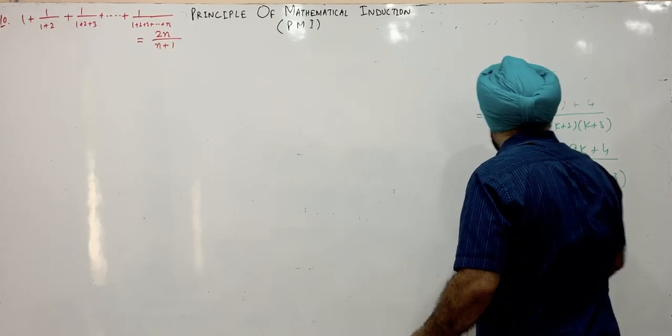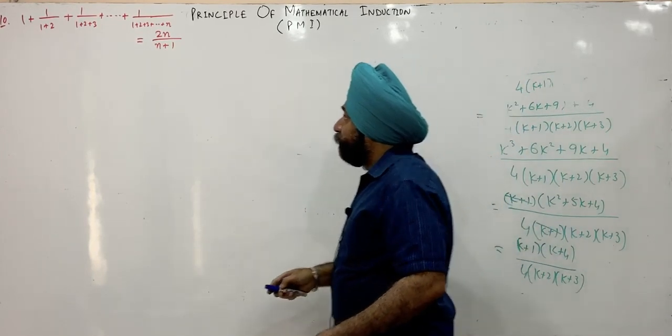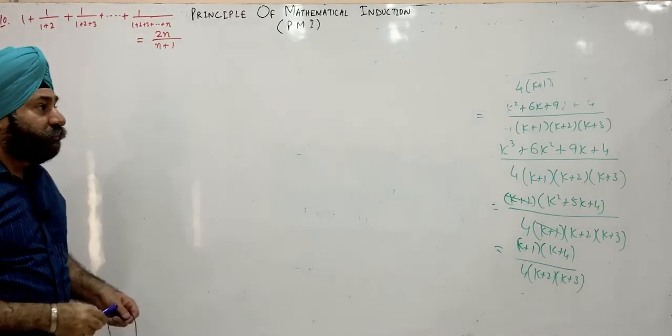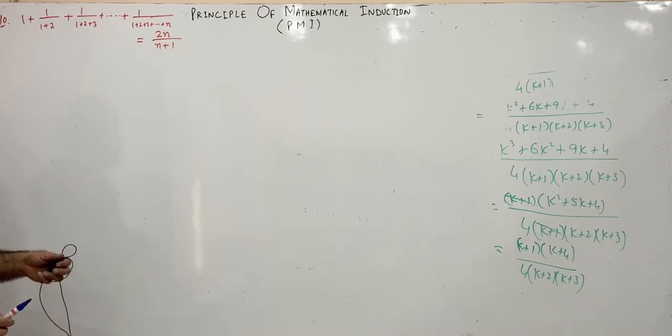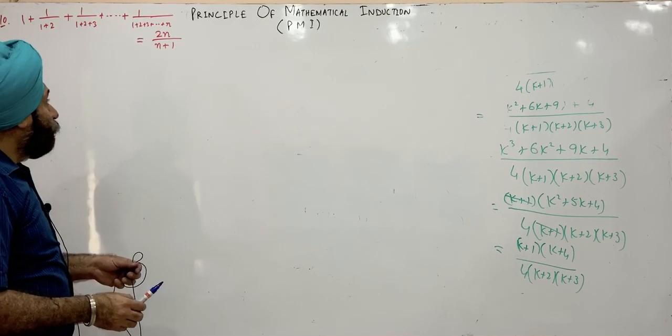The last one, we have to prove 1 plus 1 upon 1 plus 2, then plus 1 upon 1 plus 2 plus 3, and so on up to 1 upon 1 plus 2 plus 3 up to n. This is equal to 2n upon n plus 1.